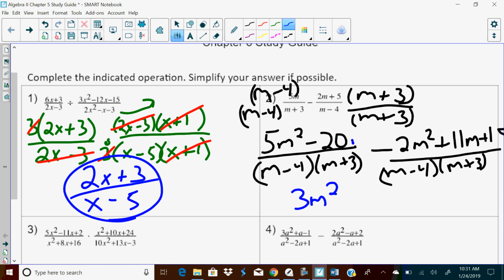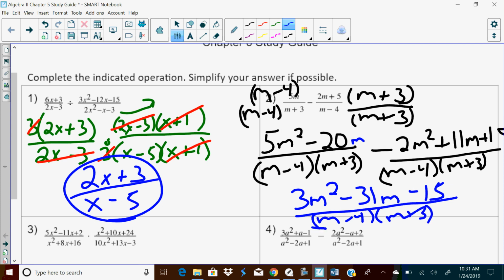Nope, I forgot the m. Negative 20m plus minus 11 is going to be minus 31m. Then it's going to be minus 15 all over m minus 4 times m plus 3. And I cannot factor the top, so that's going to be my final answer.